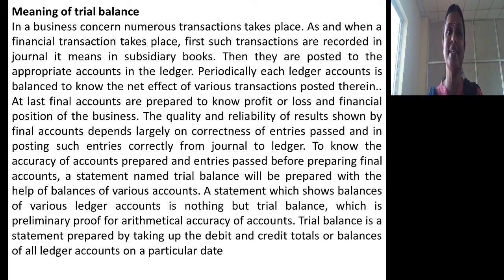We studied in detail in the second chapter what is a journal, how to journalize the transaction, what rules we should follow, and we even concentrated on what is a ledger and how to post entries from journal to ledger. And at the end we came to know that periodically each ledger account is balanced to know the net effect of various transactions posted therein.